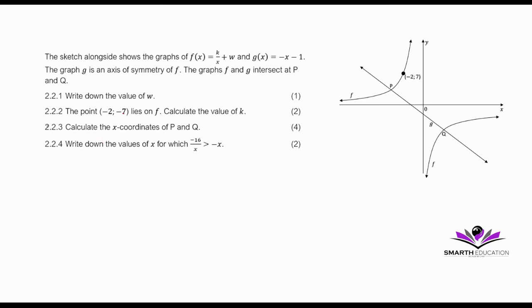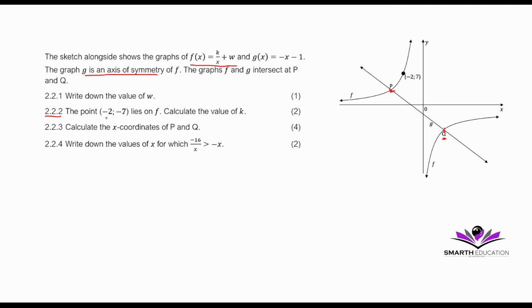Welcome back. Let's do question 222. The sketch alongside shows the graphs of f(x) = k/x + w and g(x) = -x - 1. The graph of g is an axis of symmetry of f. The graphs of f and g intersect at P and Q. So these are points of intersection.